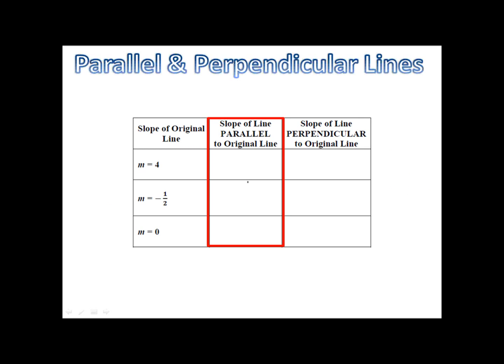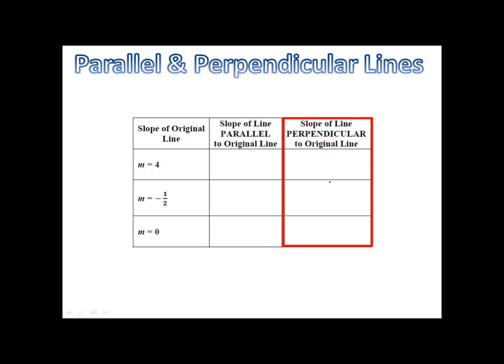In our first example here, we have an original line and we want to find the slope of a line that is parallel. In the first one, the slope of the original line is 4. Because parallel lines have the same slope, the slope of the parallel line is also going to be 4. How about the slope of a line that's negative 1/2? The line parallel, once again, is going to have the same slope, negative 1/2. Finally, we have a line that has 0 slope. We construct a line that's parallel, and guess what the slope of that one is? You said it, it's 0, because parallel lines have the same slope.